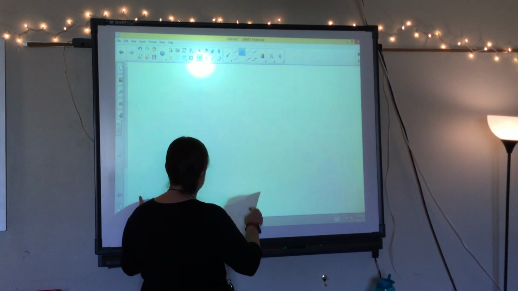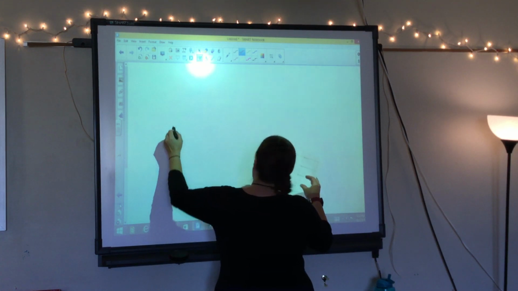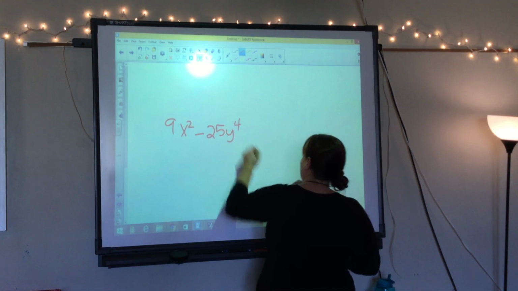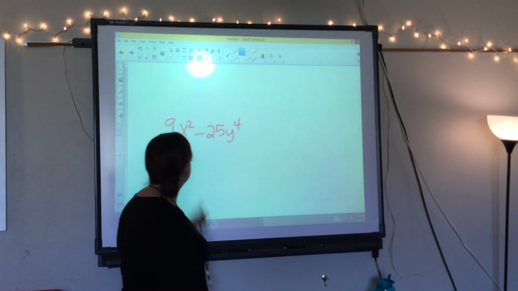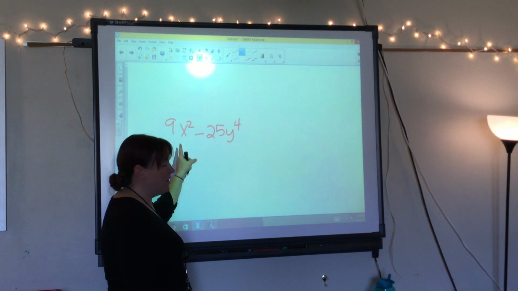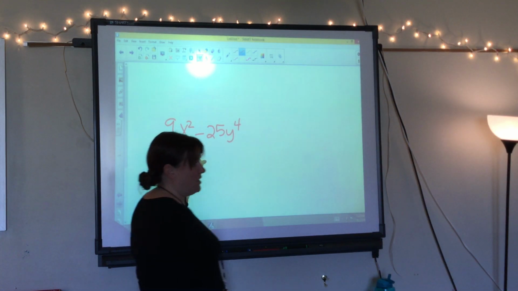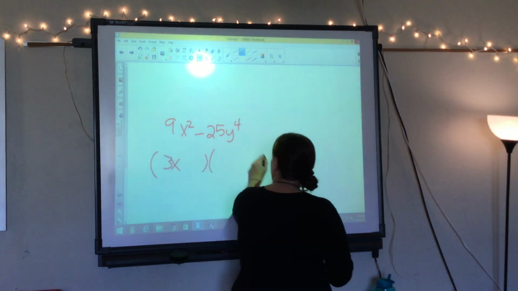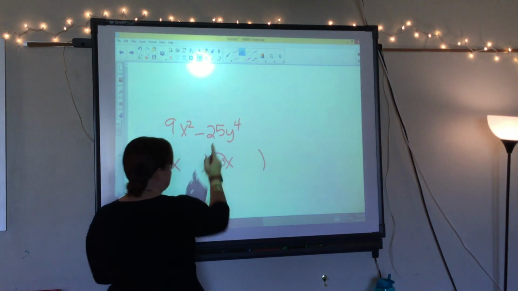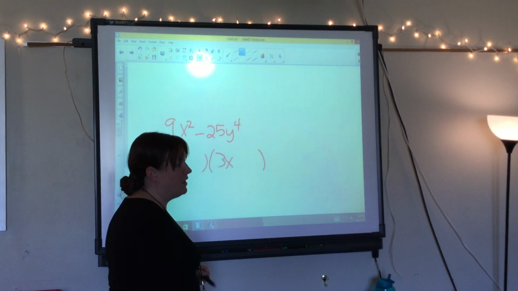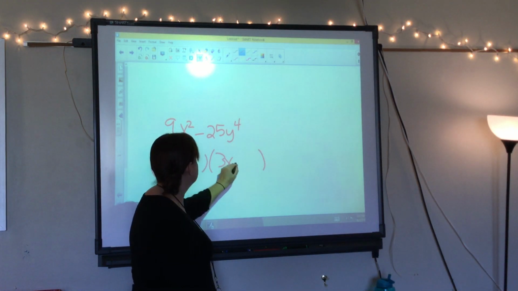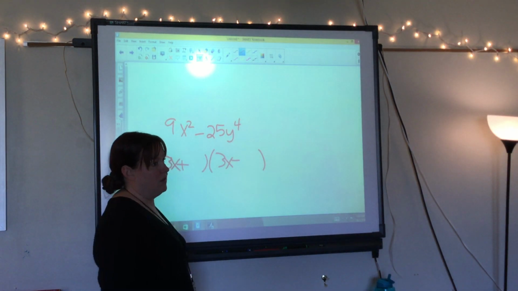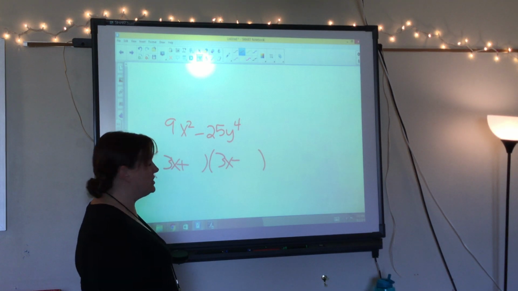So what do we do with those hairier looking ones? Number 23, 9x squared minus 25y to the 4th. Is this something squared? Yes. This is 3 squared and this is x squared, so it's the whole 3x thing, 3x squared. 3x times 3x gives us 9x squared, and we know it's going to be plus and minus because it's the difference of 2 squares.